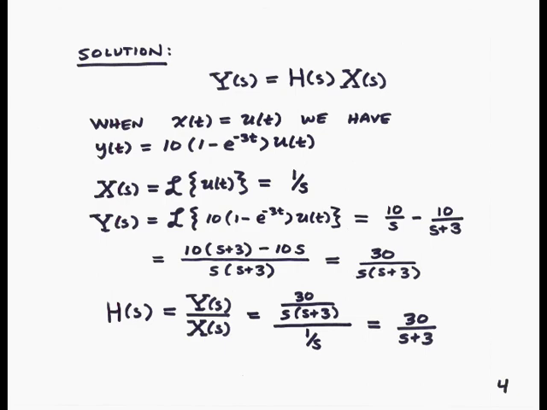We can now take the ratio of Y(s) over X(s), and that must be H(s), since H(s) is the transfer function. So doing that, we'll find H(s) is 30 over s plus 3. At this point, this example is just like the one we worked earlier in this presentation. We have the transfer function, and now we need to go backwards to find the differential equation.